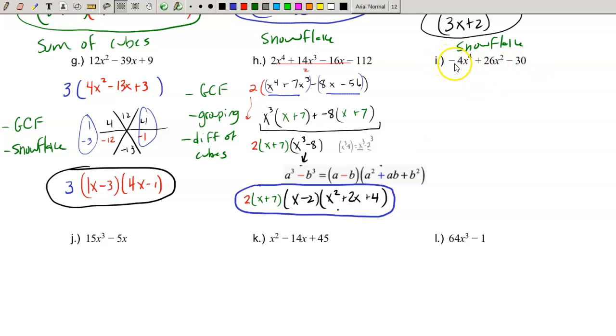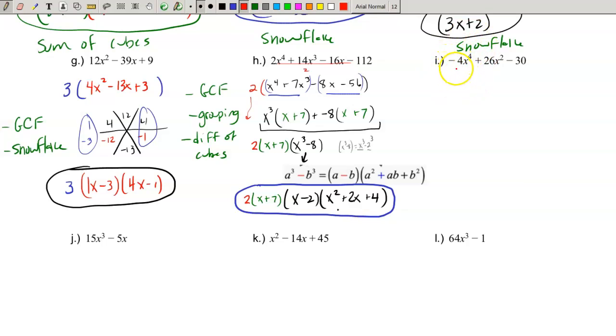Okay, so let's look at I. I is over here. So again, we have 3 terms, so I'm not thinking about any factor by grouping. Definitely, though, we're going to use that GCF, right? We're going to take out a common factor between all three of those terms. And it looks like everything can at least be divided by 2. And since the leading term here is -4, it's kind of nice to factor out a negative so that the leading term becomes positive.